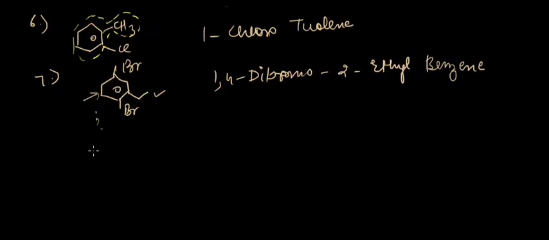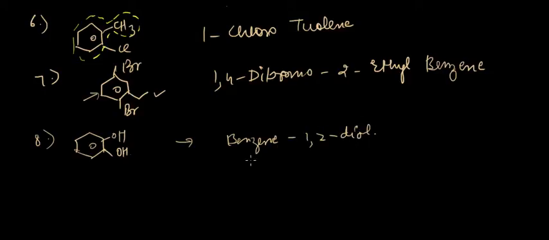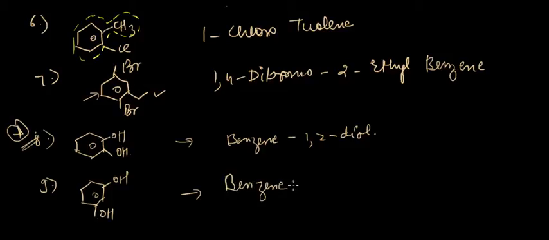Okay, now let's have a look at this example. Now in this case, two phenol groups or two OH groups are attached. So in this case, we won't be using phenyl as the prefix or hydroxy as the prefix. We would be using rather a mixed nomenclature, and this compound would be called benzene 1,2-diol. Okay, so this is an important case to be remembered. Similarly, for this, I would be using benzene 1,3-diol.